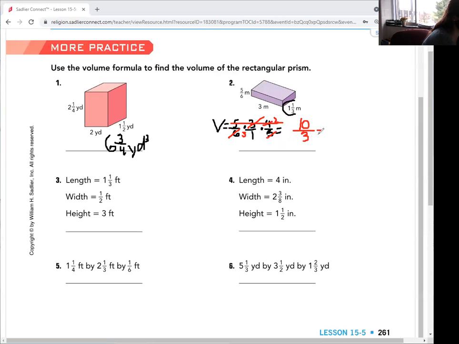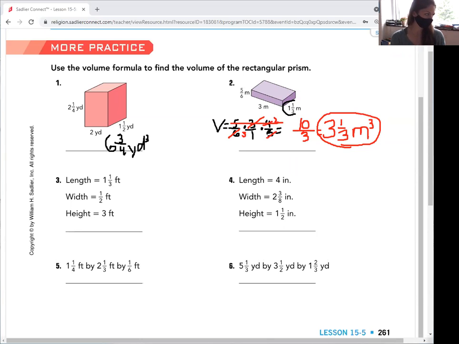Are we on the same page here? How are we doing? 10/3 so far? Are we getting there? Yeah, which would be 3 1/3. What are my units of measure here? Meters. Meters cubed. You got it.